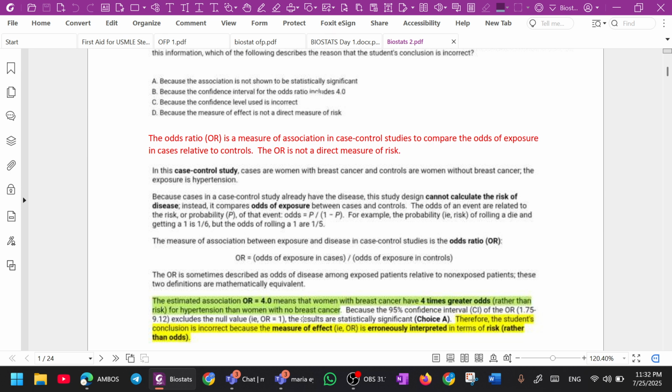The odds of an event are related to the risk or probability of that event. Odds equal P divided by 1 minus P. For example, the probability, that is the risk, of rolling a die and getting a 1 is 1 by 6, but the odds of rolling a 1 is 1 by 5.